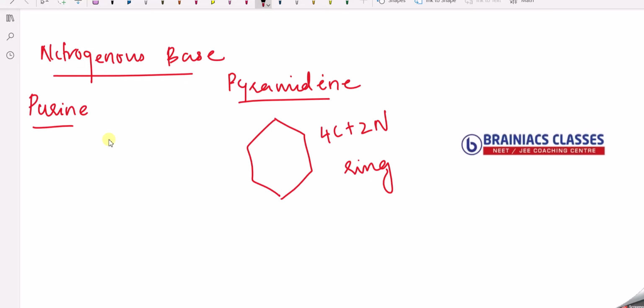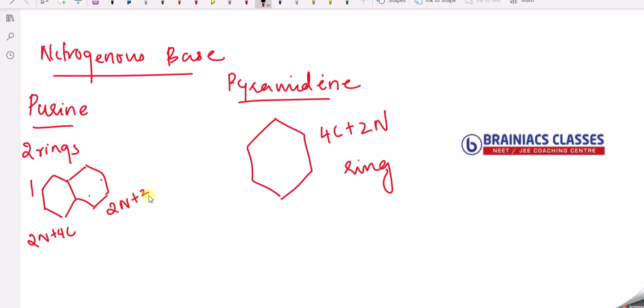But if you take a purine molecule, it has two rings. One is the pyrimidine ring, along with that it has an imidazole ring. Understand? A pyrimidine ring along with an imidazole ring is called a purine molecule. So they differ in their structure. The pyrimidine ring is 2 nitrogen plus 4 carbon, and the imidazole ring is 2 nitrogen plus 3 carbon. This is the structural difference between purines and pyrimidines.